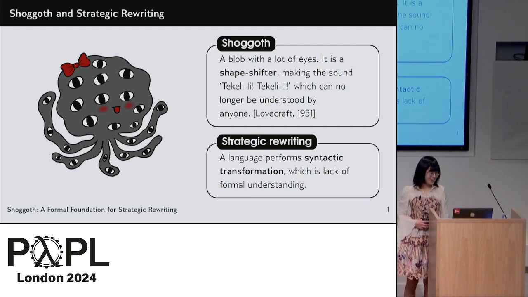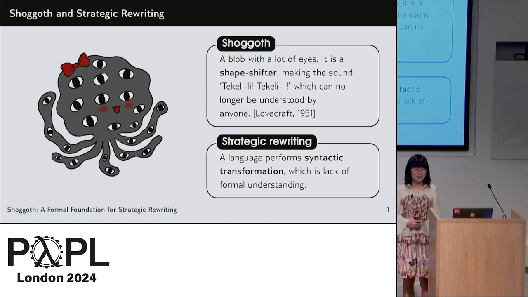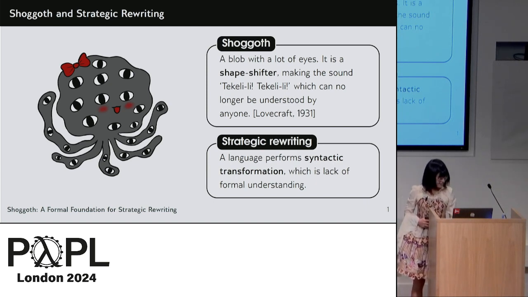and strategic rewriting. A Shoggoth is a blob with a lot of eyes, and it is a shapeshifter, and it makes a weird sound that no one can understand nowadays. It's a monster created by H.P. Lovecraft. And strategic rewriting is a language that performs syntactic transformation, and it lacks formal understanding. That's why I named my project Shoggoth. Nothing to do with my mental status.